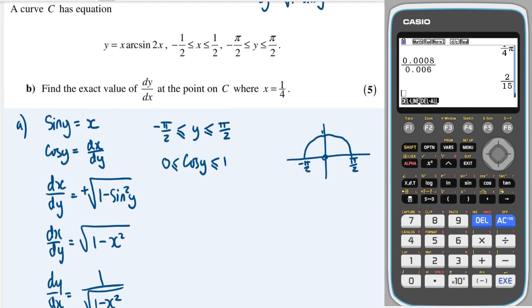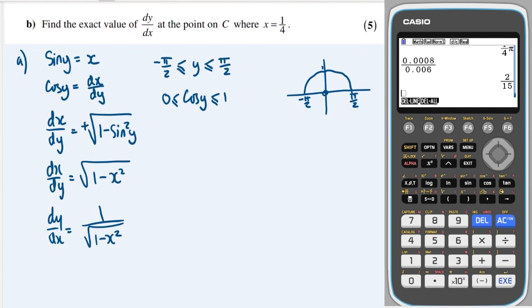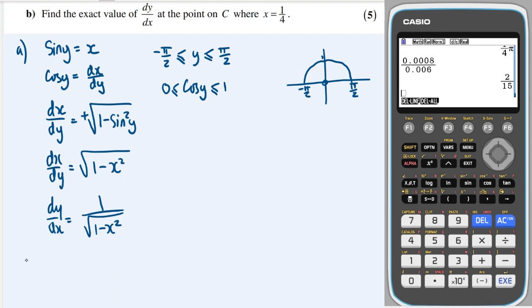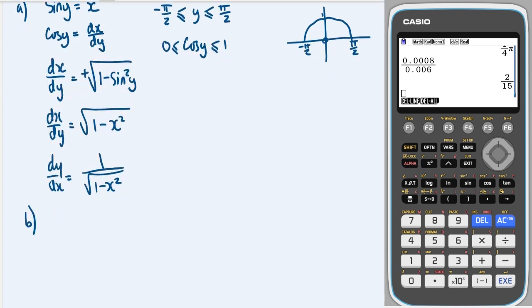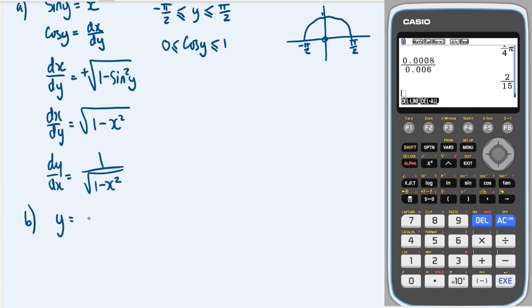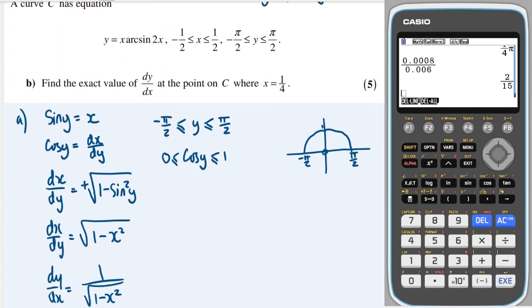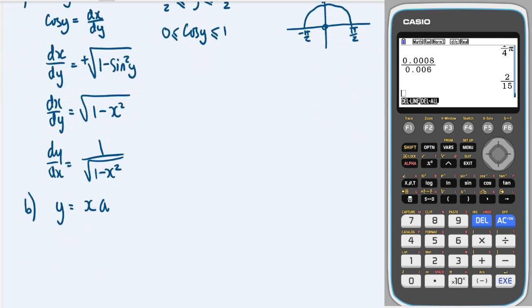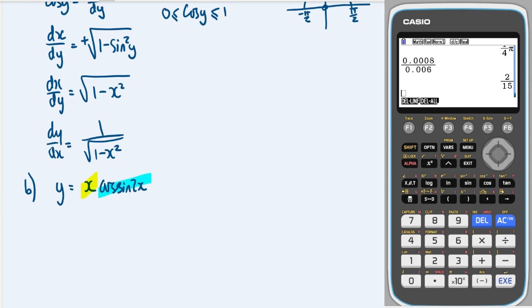For part B, we have y is equal to x arcsine 2x, and it wants me to find dy by dx. So this is a product rule. We've got two functions here. So what I'm going to need to do is to find dy by dx.